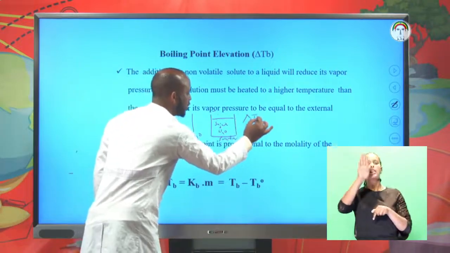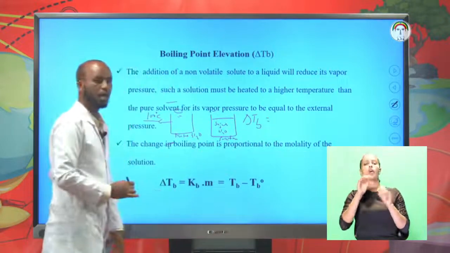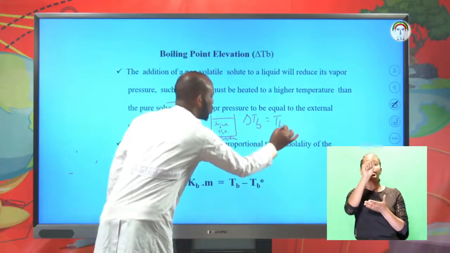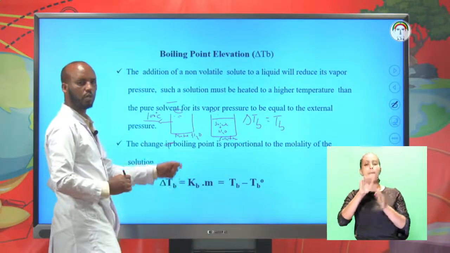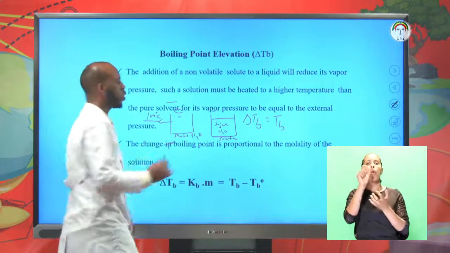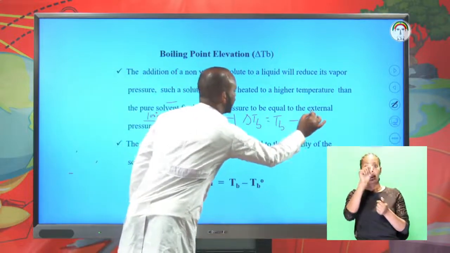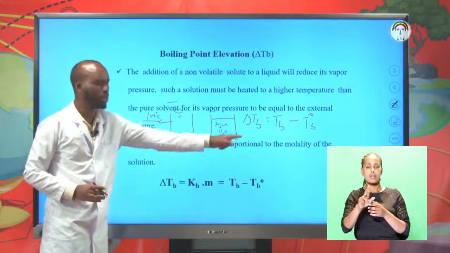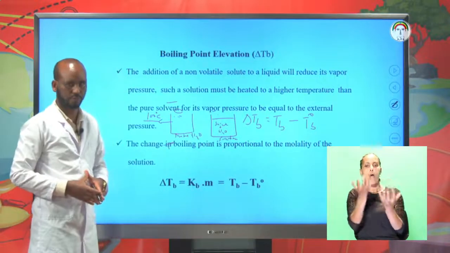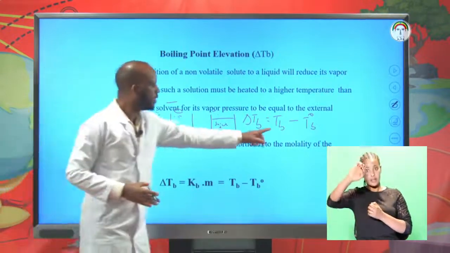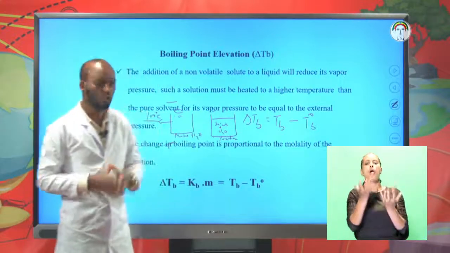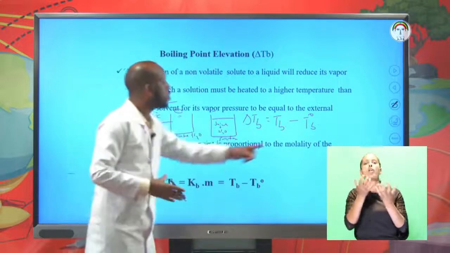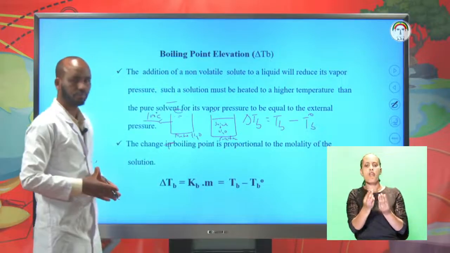Now, boiling point elevation ΔTb equals the boiling point of the solution Tb minus the boiling point of the pure solvent T0b, where ΔTb is the boiling point elevation, Tb is the boiling point of the solution, and T0b is the boiling point of the pure solvent.